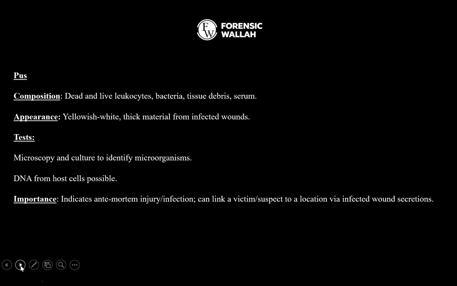To identify certain microorganisms, you can utilize the pus as evidence. There will also be some DNA present, especially from an antemortem injury or an infected wound. If I get pus at a crime scene, it will help identify any DNA, or what bacteria, debris or leukocytes are present. It will help in linking the victim or suspect to the crime scene.